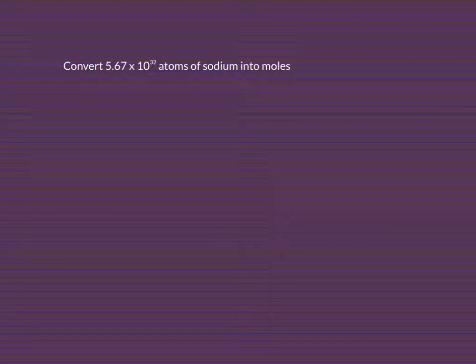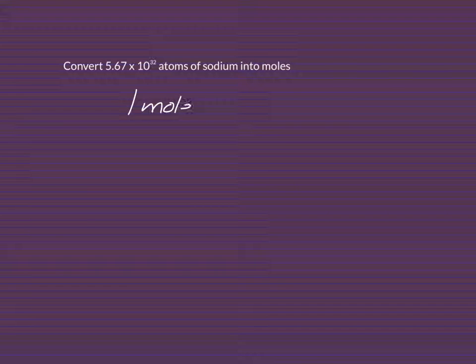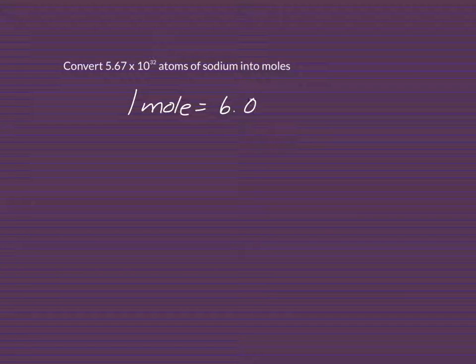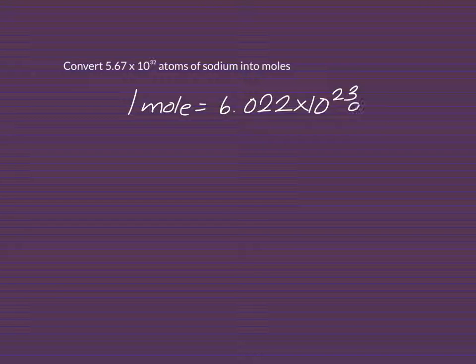So let's try an example. We're asked to convert 5.67 times 10 to the 32nd atoms of sodium into moles. So if we have atoms and moles, we want to say that 1 mole is equal to 6.022 times 10 to the 23rd atoms again. And that's going to be our conversion factor.